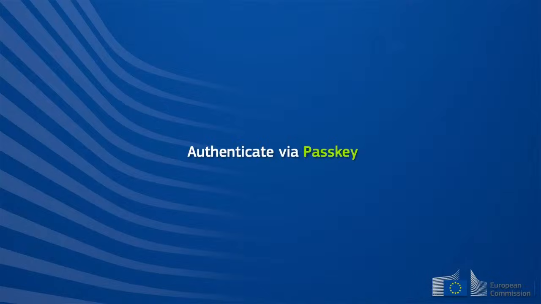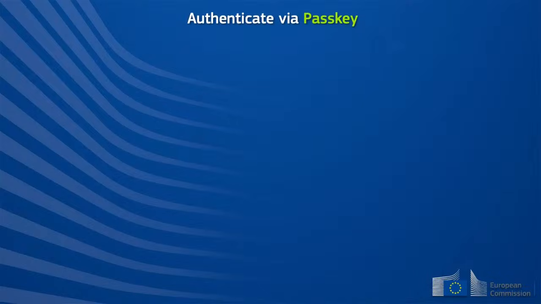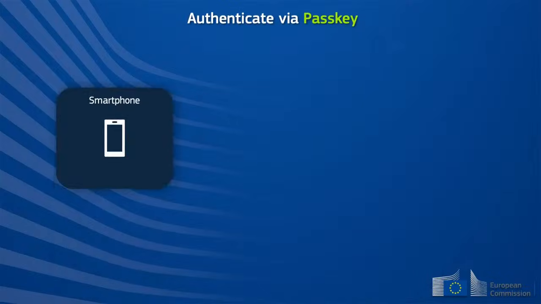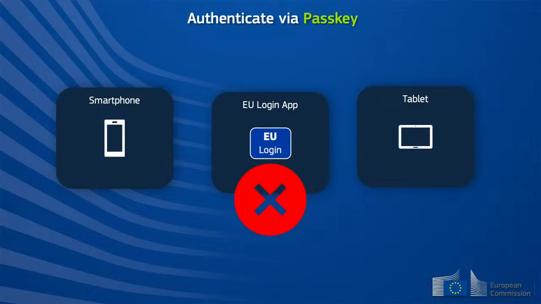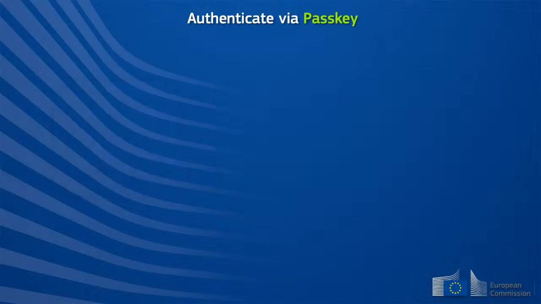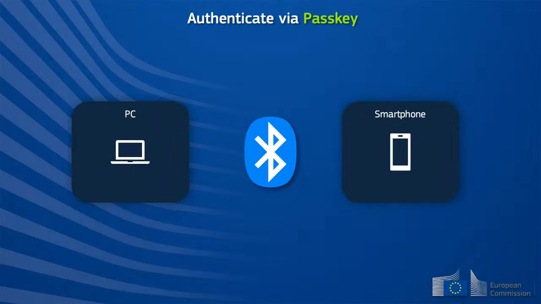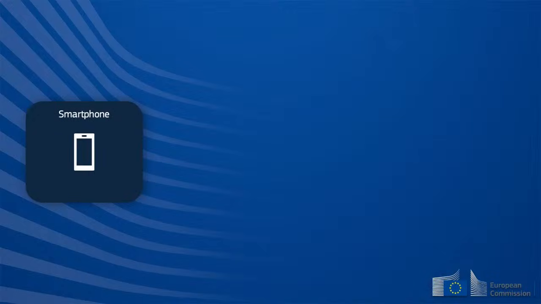Authenticate via passkey. You may also use your smartphone or tablet as security key, storing the passkey in the device, without using the EU login app. Please note that for this method to work, Bluetooth must be turned on, both on the PC and the device. They do not need to be paired. For this method, first you need to save a passkey on your device. You can do it directly in the device. This is the easiest way.